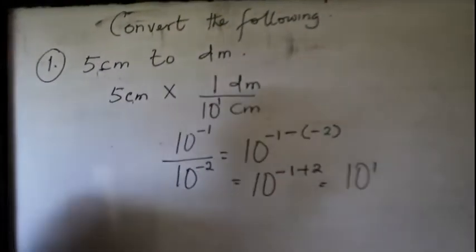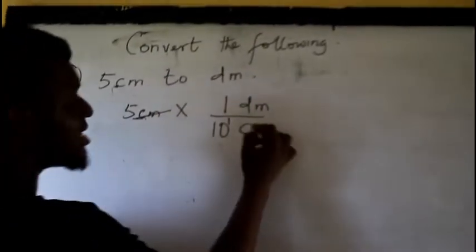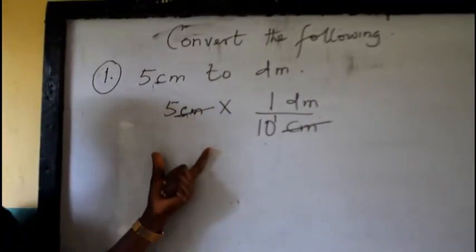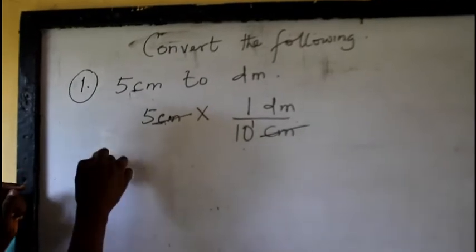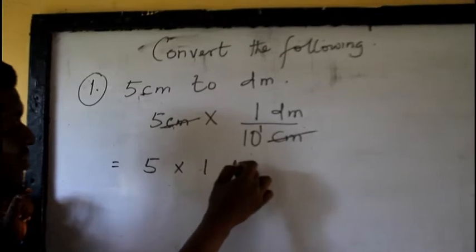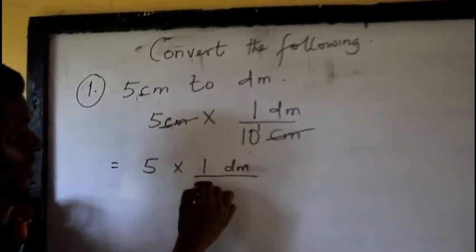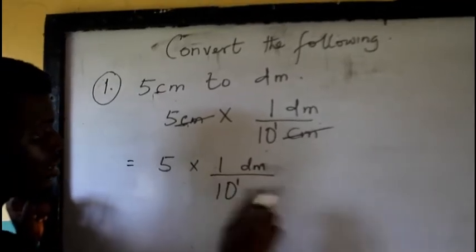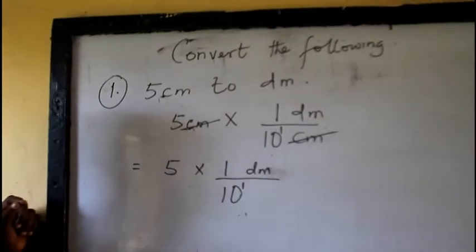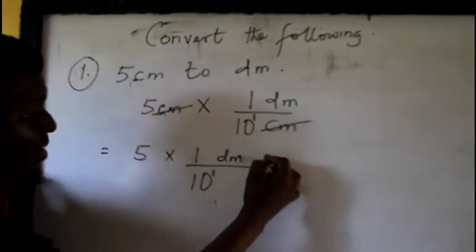Alright, okay? Now you need to notice that centimeter is the same thing as centimeter, and it cuts out. So after cutting out, what do we have? We have 5 multiplied by 1 decimeter over 10 raised to the power 1. Nothing else, because it has been taken away. Are you seeing it now? So therefore what will be our answer?